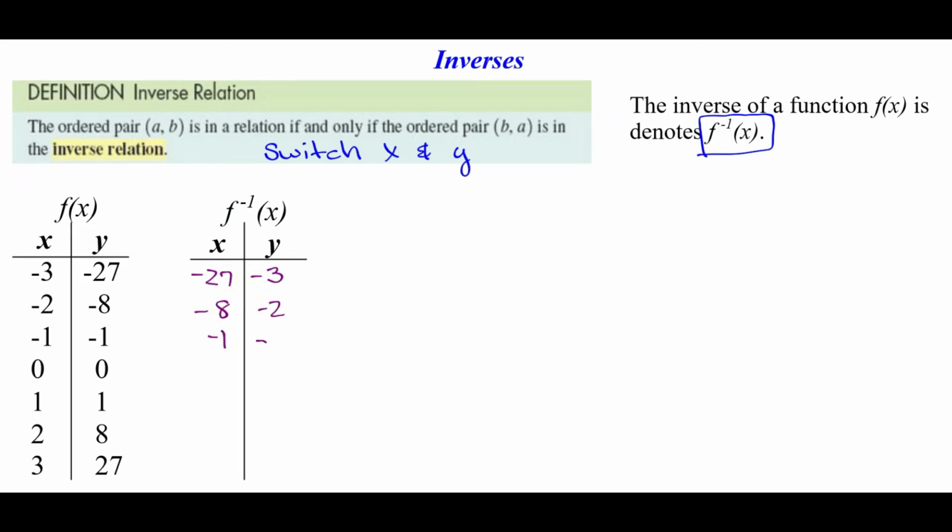The negative 1, negative 1 doesn't change. The 0, 0 doesn't change. The 1, 1 doesn't change. 2, 8 becomes 8, 2, and 3, 27 becomes 27, 3.